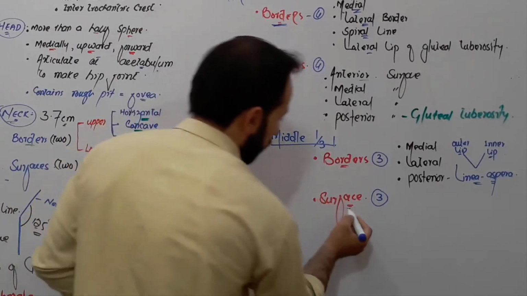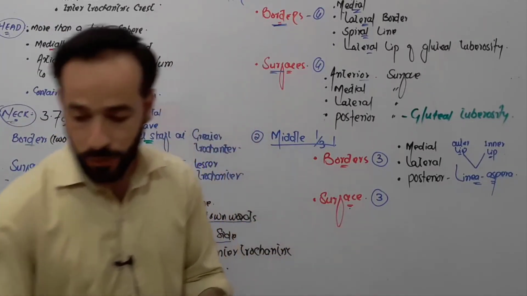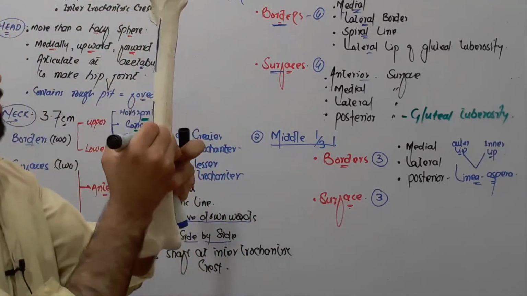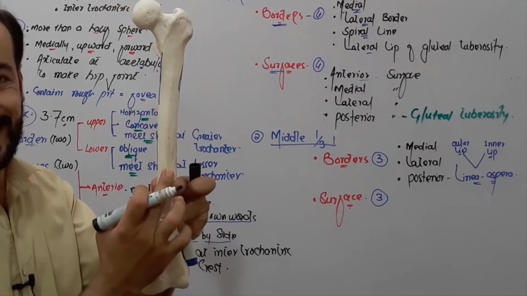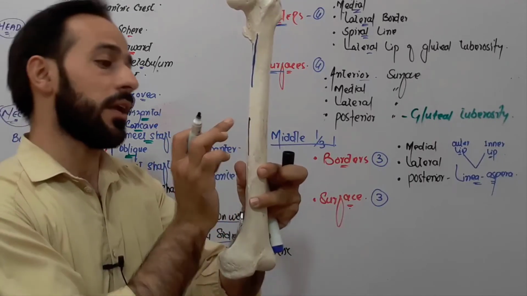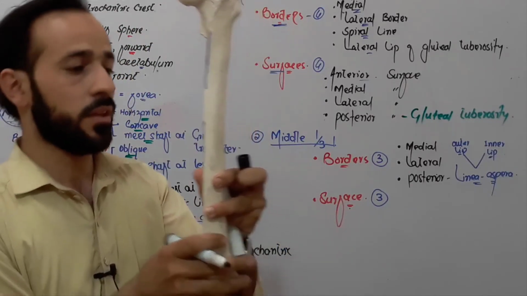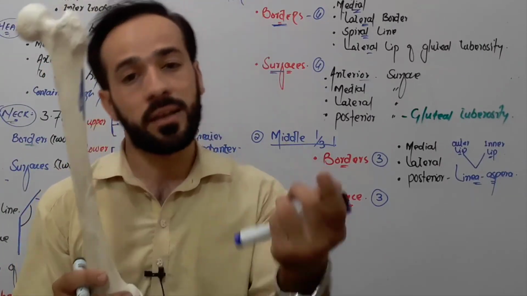Then there are surfaces. How many surfaces are there? There are three surfaces. If we look at the bone itself, there is the medial border and lateral border. In between the lateral and medial border, there is the anterior surface. In between the medial border and the posterior border or linea aspera, there is the medial surface. And in between the lateral border and posterior border, there is the lateral surface.